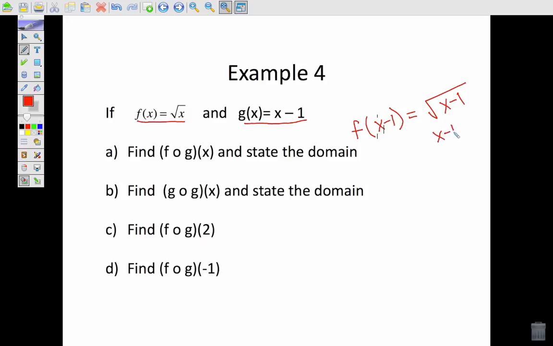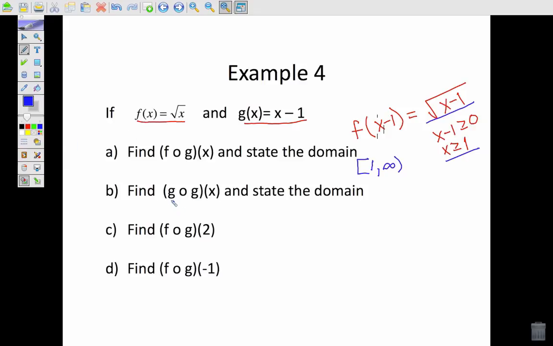Well, if that's my result, I know my domain, x minus 1, has to be greater than or equal to 0. So x would be greater than or equal to 0 plus 1, which is 1. Okay, so there you have it. This is the result, and this is my domain. So your domain would be from 1 to infinity.